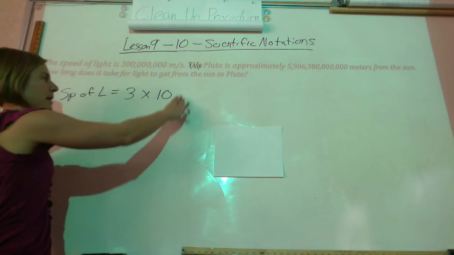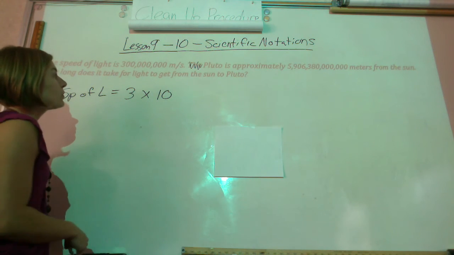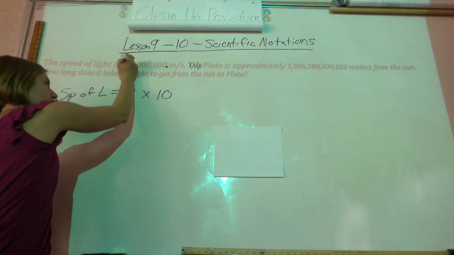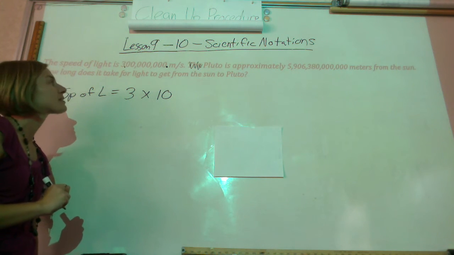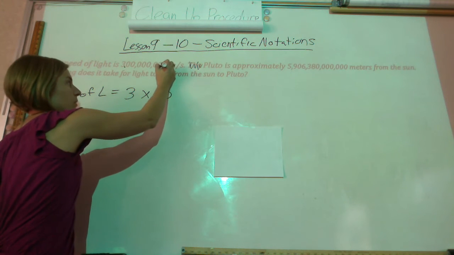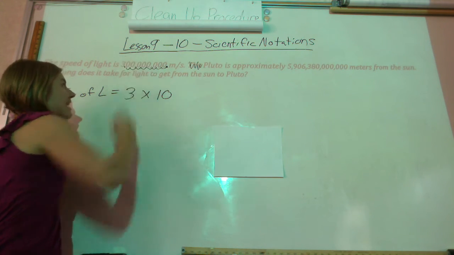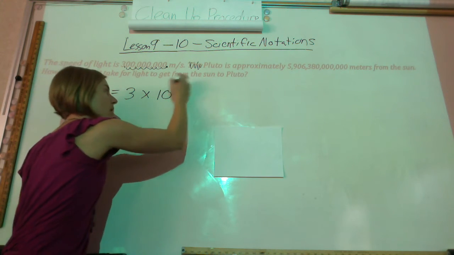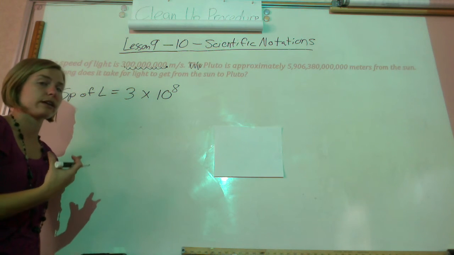Now, we need to put a power here that represents how much bigger this number actually is. So we moved the decimal from being at the end, because it's a whole number, to being right behind the 3. So let's count up how many spaces it moved. It went 1, 2, 3, 4, 5, 6, 7, 8 places. So we made it 8 places smaller, so this needs to be a positive 8 to show that this is actually 8 places bigger than what we're showing right here.